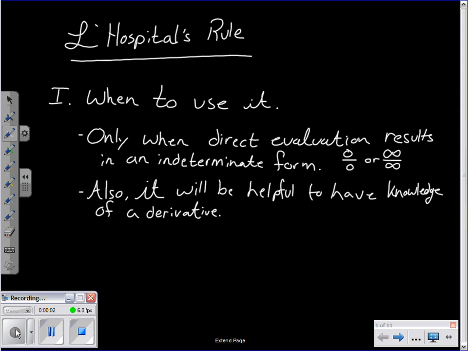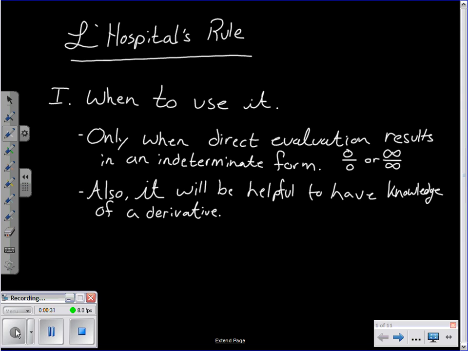In this lesson, what we're talking about is something called L'Hopital's rule. L'Hopital's rule is named after a French mathematician, L'Hopital. What's going to happen with L'Hopital's rule is a little bit different than whenever we're traditionally taking limits using direct evaluation. We're only going to use L'Hopital's rule to find the limit whenever direct evaluation results in an indeterminate form, such as 0 divided by 0 or infinity divided by infinity.